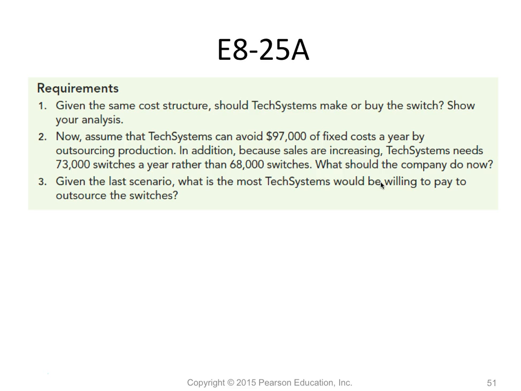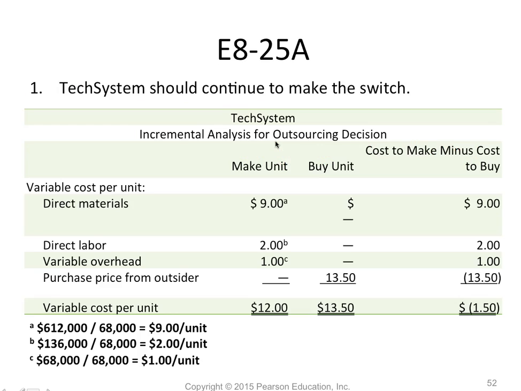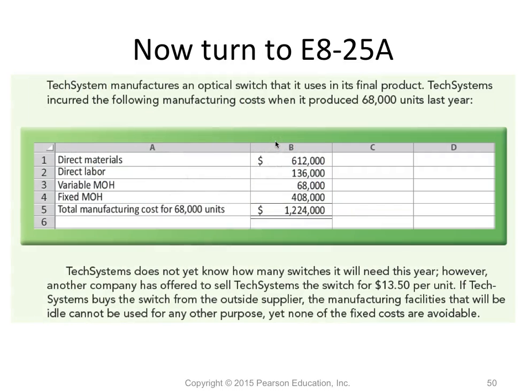For the second one, I now assume that the company can avoid $97,000 of fixed cost a year by outsourcing production. In addition, because sales are increasing, the company needs 73,000 switches a year rather than 68,000. What should the company do now? So we're going to take a look. We can avoid $97,000 of fixed cost. What was the first one? So we can avoid from this one.